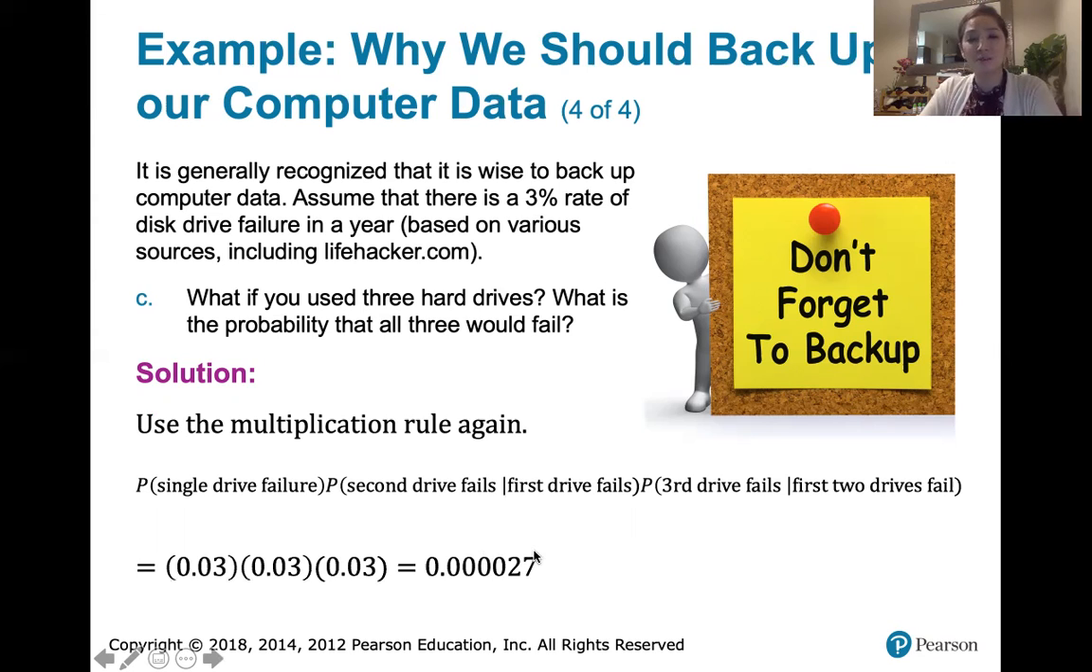It's hard to imagine how small that is. If you move the decimal over twice, you get a percentage rate of failure of 0.0027%. That's nothing. That's 27 out of 10,000ths of a percent. That's small. So I think you're going to be fine, and you'll have all of your data when you're done.